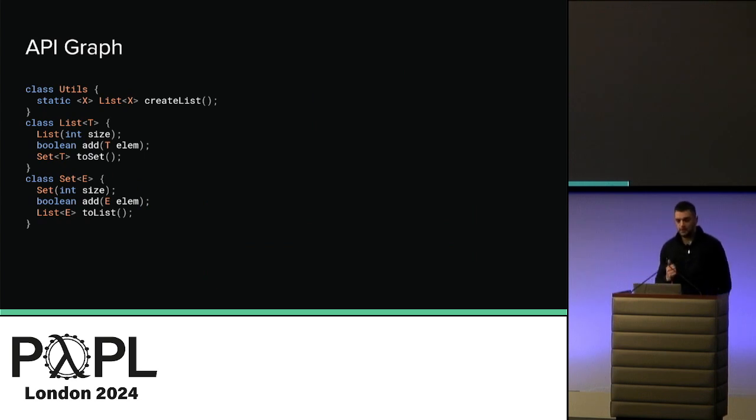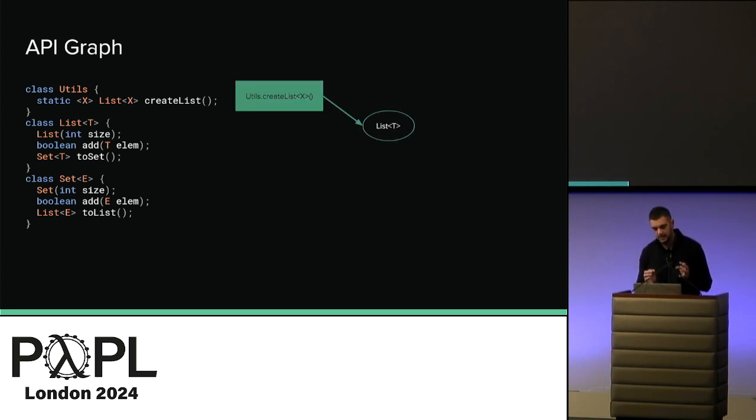The first step of Thalia is to encode the given API into a representation called an API graph. Nodes in the API graph are either definitions, such as methods and fields, or types. The meaning here is that we have an edge from a definition to a type that represents the output that stems from the application of the definition. And we also connect a type to definitions. The meaning here is that in order to call this instance method, we need a receiver of type List.